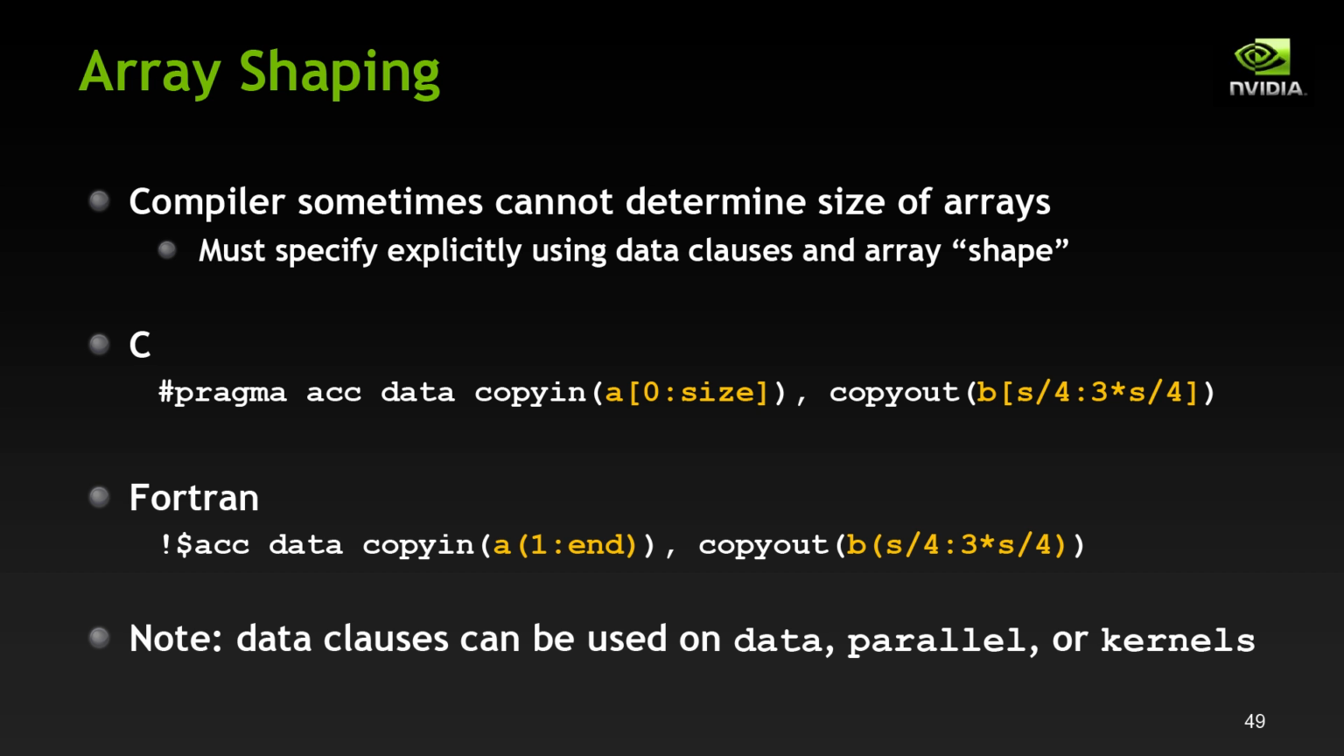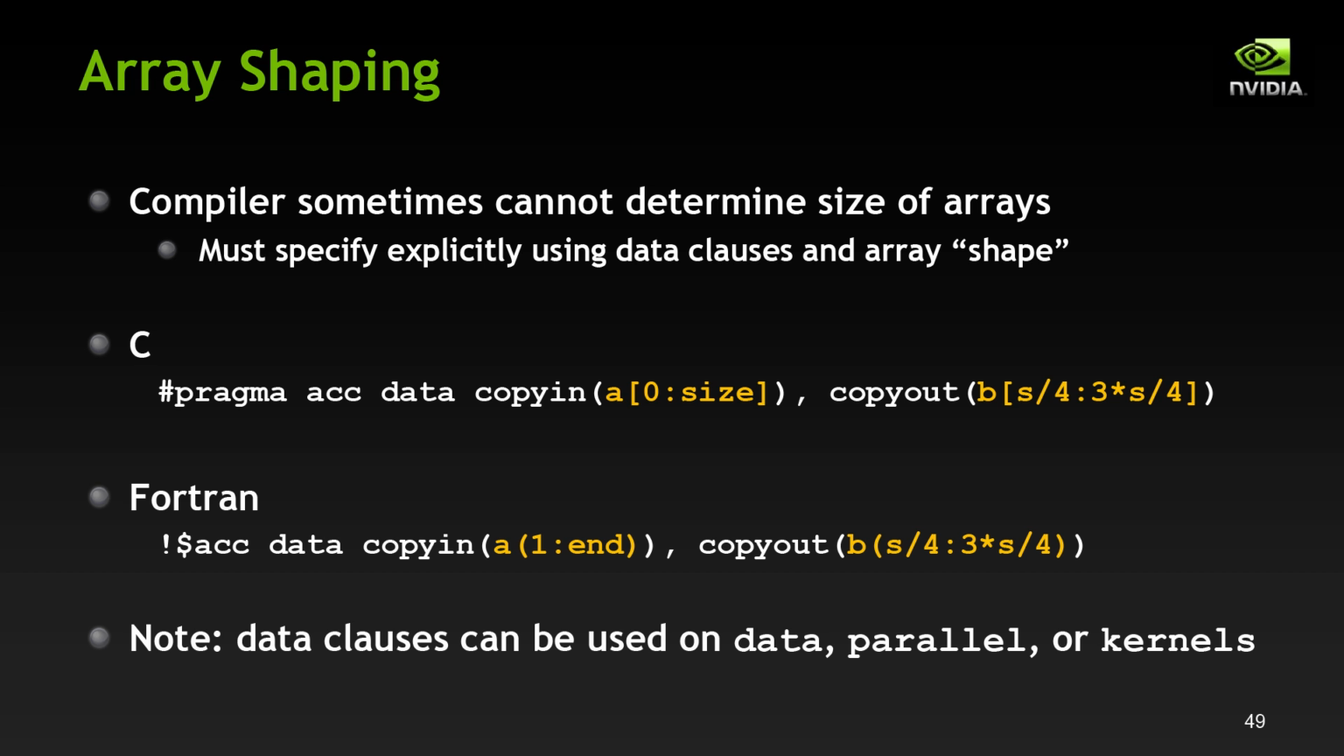In Fortran, it's a subtle difference. First off, it's parentheses rather than brackets, as you'd expect. But the subtle difference is it's the starting point and the ending point. So 1 through end. They're functionally equivalent, but that's just a small difference here. Or again, s over 4 through 3 times s over 4. So that's how you provide the information necessary about what your arrays look like.